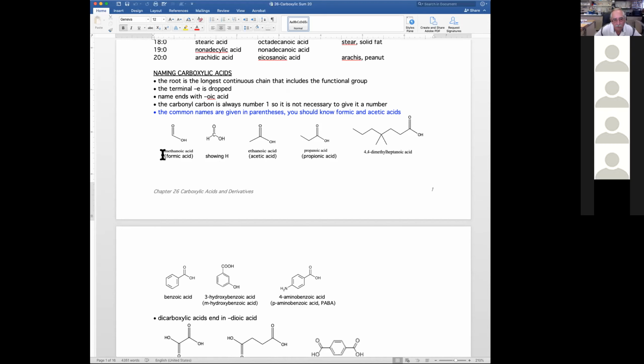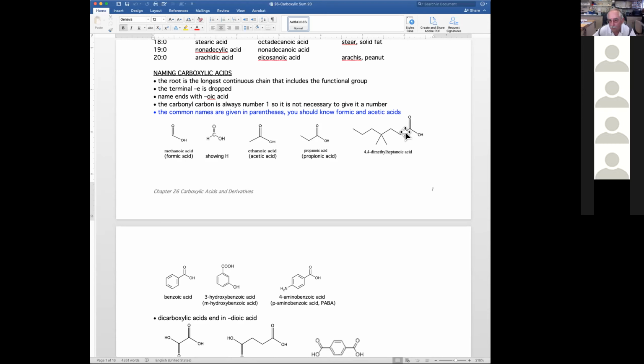So you should really know the name of formic acid and acetic acid, because those are just in common usage. Oftentimes they leave out the hydrogen there on aldehydes. And of course, this would make it an aldehyde, but why do we name it as a carboxylic acid? Because that's king of the functional groups, that's why. So ethanoic acid or acetic acid, propanoic acid, and notice I don't have to say 1-propanoic acid.